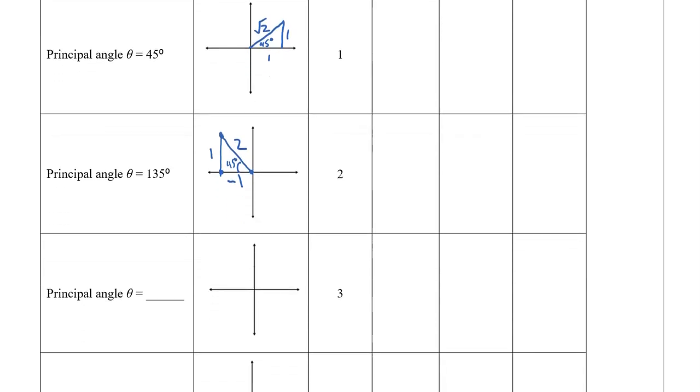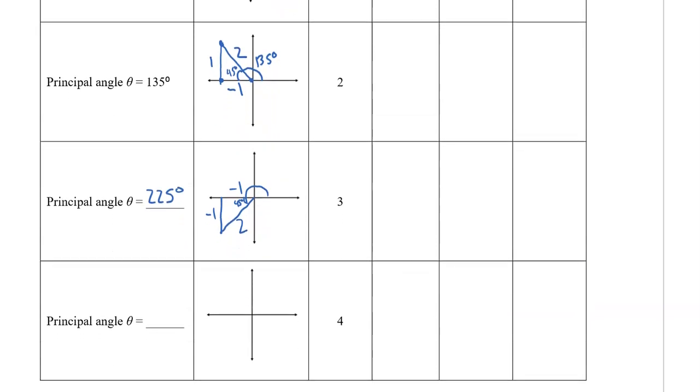And then if you continue doing that, the next one's going to be down here. This is going to be negative 1 and negative 1 and 2. Again, this is 45 degrees here. But you can see there that in this case of the 135-degree angle, that's 135. And in this case here, you're going to go 180 plus 45, which is going to give you 225 degrees.